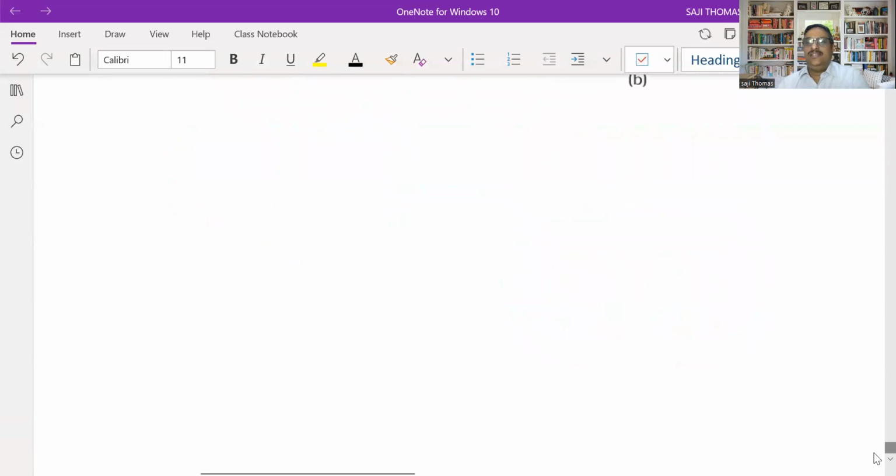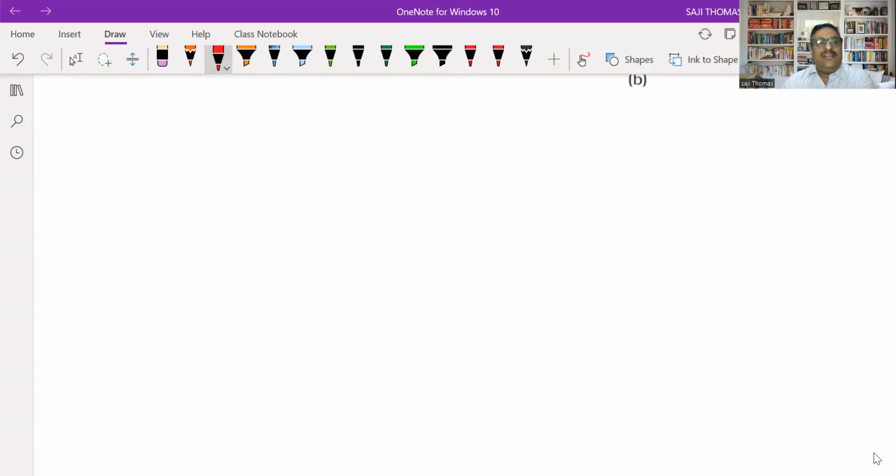Then, third property, electric field is always perpendicular to the equipotential surface. Why is it so? Suppose this is an equipotential surface. This is a conductor. The surface of a charged conductor is an equipotential surface. So the electric field has to be perpendicular like this. If it is not perpendicular, what would happen? See, suppose the electric field were in this direction, making an angle theta with the surface.